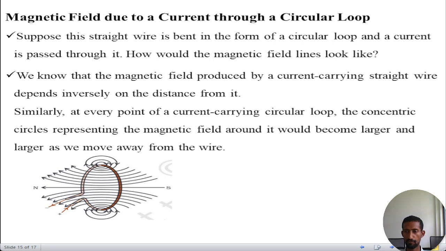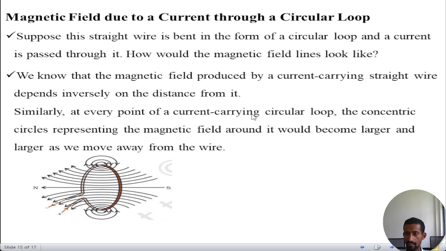We know that the magnetic field produced by a current carrying straight wire depends inversely on the distance from it. We have already seen the equations related to the distance. Similarly, at every point of the current carrying circular loop, the concentric circles representing the magnetic field around it would become larger and larger as we move away from the wire. Here it is a circular loop, so as we move away from it, the field becomes like a straight line, and nearest to the conductor it is a small circular loop.